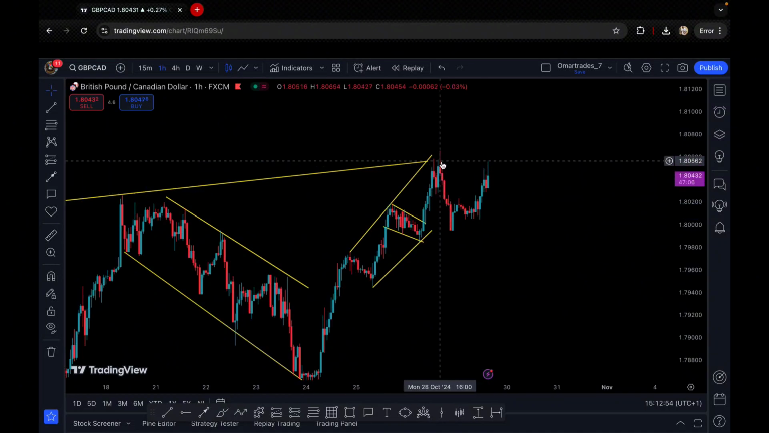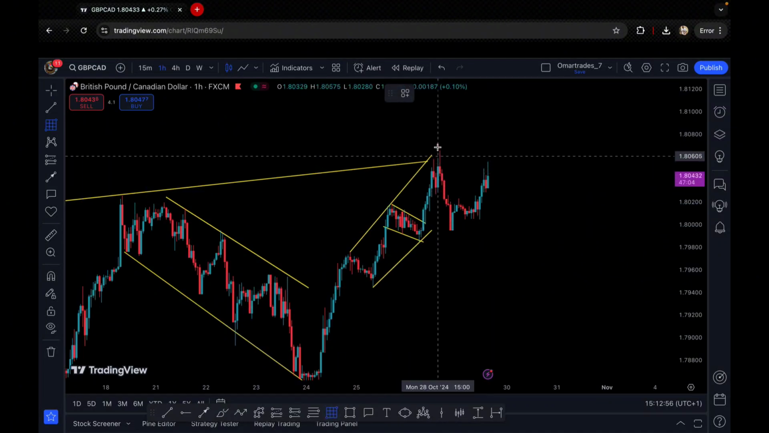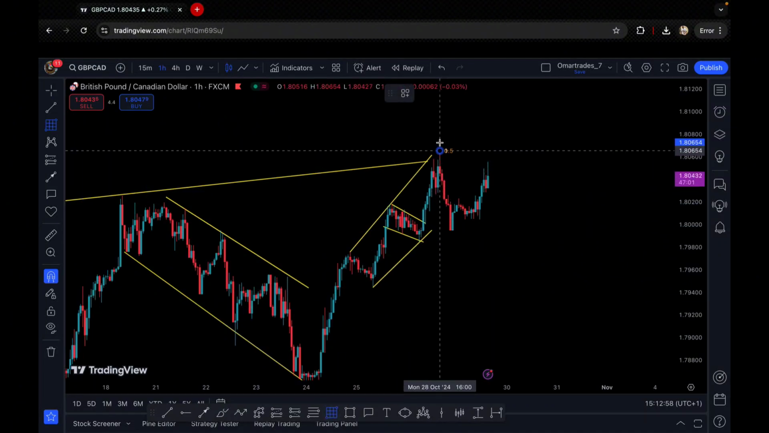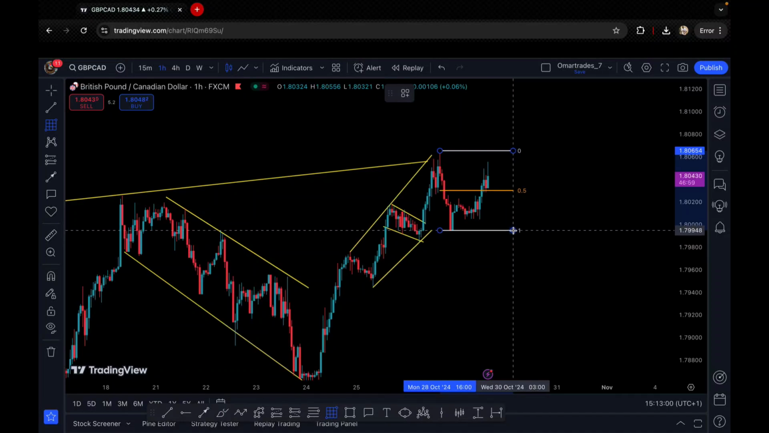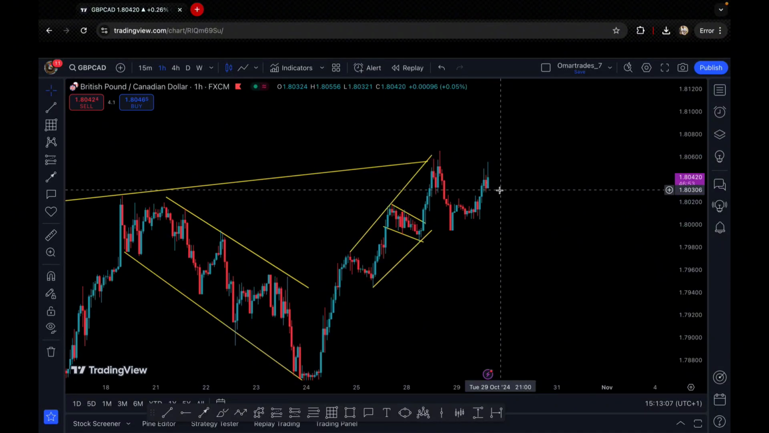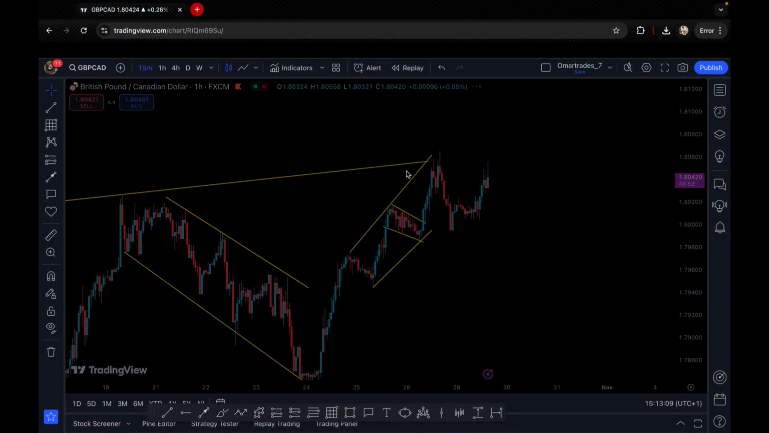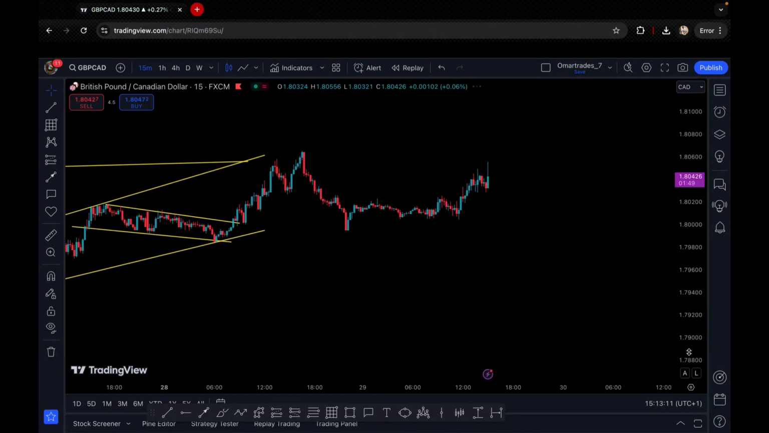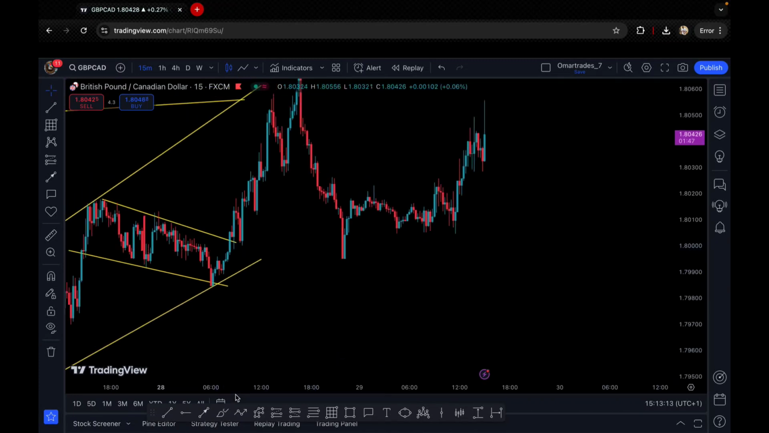Now look at that first commitment. Now if you measure the first commitment, if you measure that impulse leg, as you can see, this is just within the 50% zone, which is great again, right? So now actually I took this for a 1 hour entry, and I'm going to show you how I took that. Now on the 15 minute, we were actually looking for this area right here.